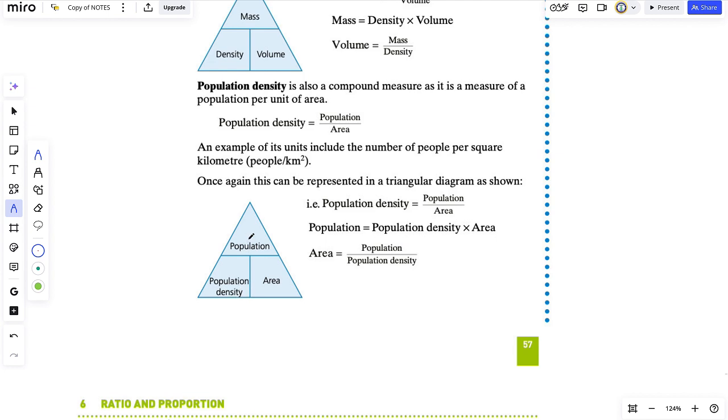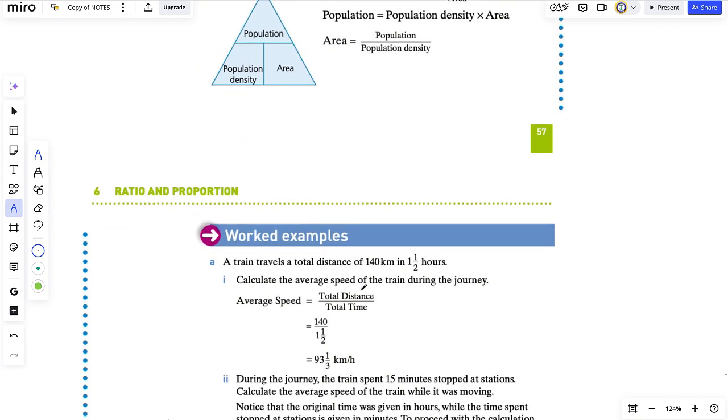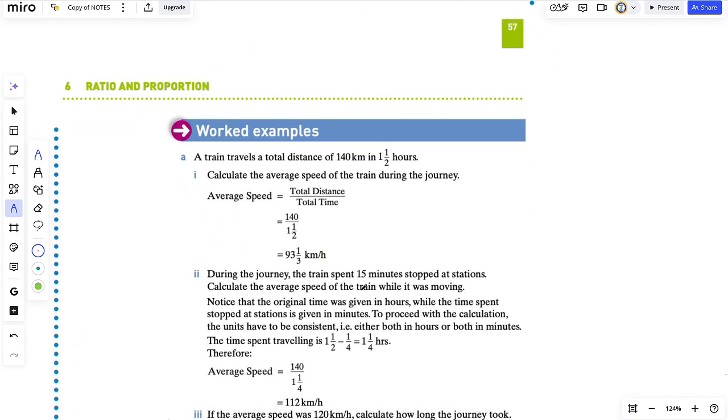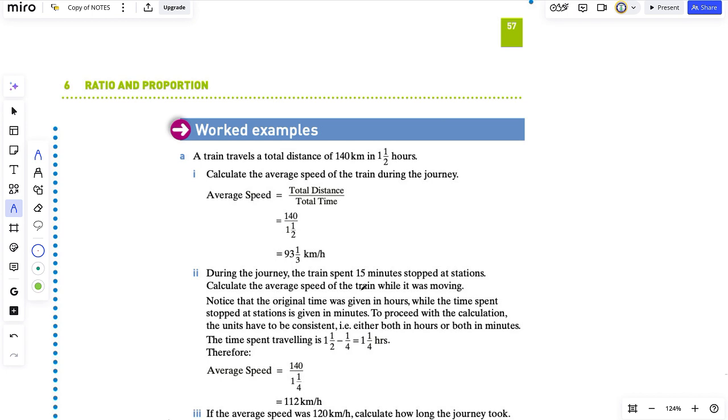Now we go to population. Population density is population over area. This is in geography. Population density is population divided by area. Now if you want area, you say population over population density. If you want population, you say population density times area. So these are called compound measure, things that have formulas in science, in maths, in physics, where you can just solve. So here the examples are just to solve based on the formula.